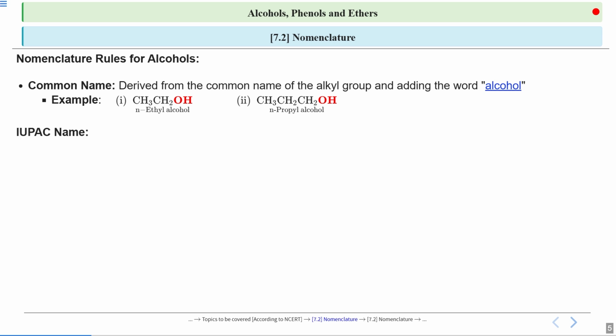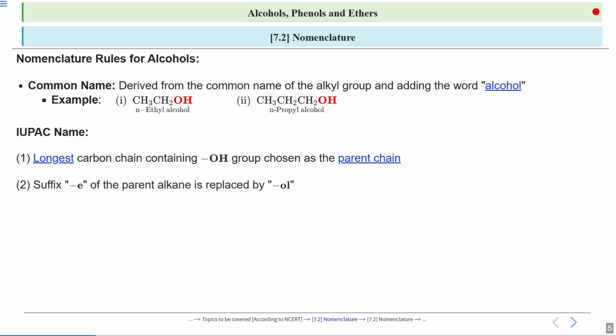Then, if we talk about the IUPAC name, which is as per the IUPAC nomenclature, the first rule is that the longest carbon chain containing the hydroxyl group is chosen as the parent chain. So while writing the IUPAC name, you have to remember that in your compound, the longest carbon chain should contain the OH group and it should be chosen as the parent chain.